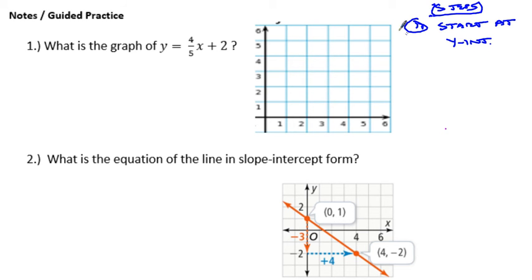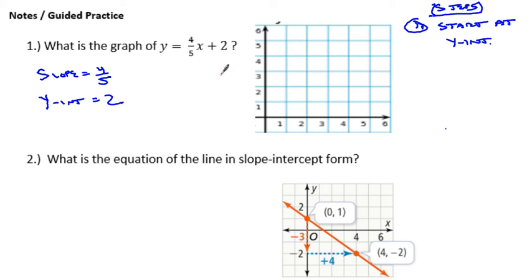So here, my slope is 4/5 because that's the value that's attached to the x here. My y-intercept is 2 because that's the constant. So slope-intercept form, whatever's attached to the x is always your slope. Whatever is a constant that is not attached to the variable is always your y-intercept.